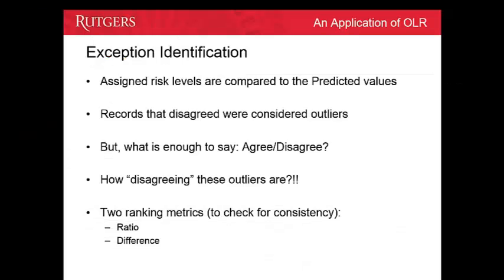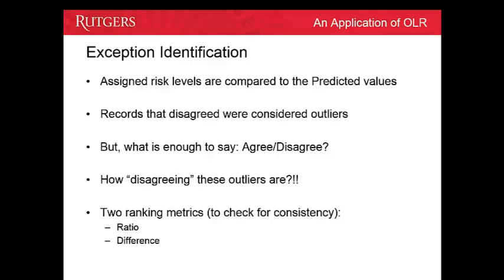As we saw in the Excel sheet, whenever we had an assigned risk that was different from the predicted value, we considered this as an exception. However, we thought that it's not enough to just look at which ones agreed and which ones disagreed. We wanted to do more than that. We wanted to say how different they are, how disagreeing those exceptions are.